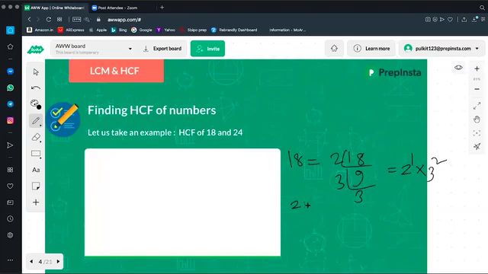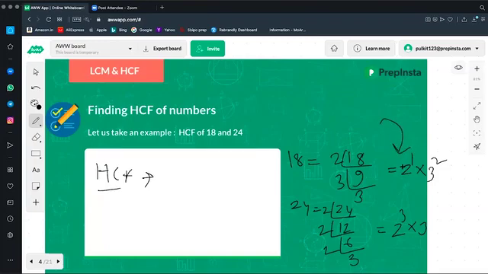Similarly for 24, 2 times is 12, 2 times is 6, again 2 times is 3. So 24 can be written as 2 cube into 3. So what would be the HCF? Looking at the power of 2's, in 18 the maximum power is 1 and in 24 the maximum power is 3. So for HCF I'll take 2 raised to the power 1, whatever is common. Similarly, looking at 3, one has 3 raised to the power 1, the other has 3 square. So I'll take 3 to the power 1 only. So the HCF would be 6.